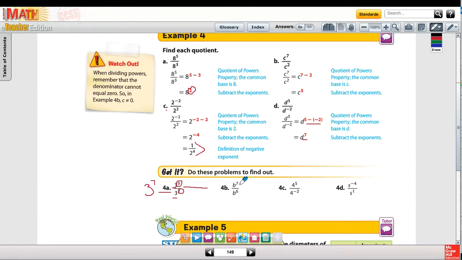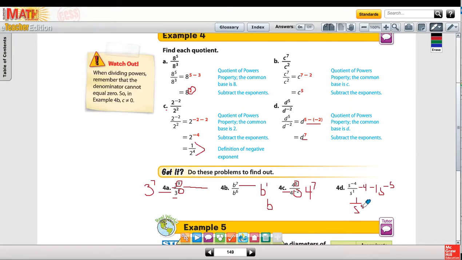For 4b, we have 7 b's on the top, 6 b's on the bottom. 6 of them cancel out, leaving 7 minus 6, or 1 b left over. You could write that as b to the first or just b. On 4c, we have 4 to the fifth and 4 to the negative 2. 5 minus a negative 2 would be a positive 7, so we'd write that as 4 to the 7th. And finally, s to the negative fourth and s to the first. Negative 4 minus 1 is negative 5, and so s to the negative 5 is actually going to be 1 over s to the positive 5.